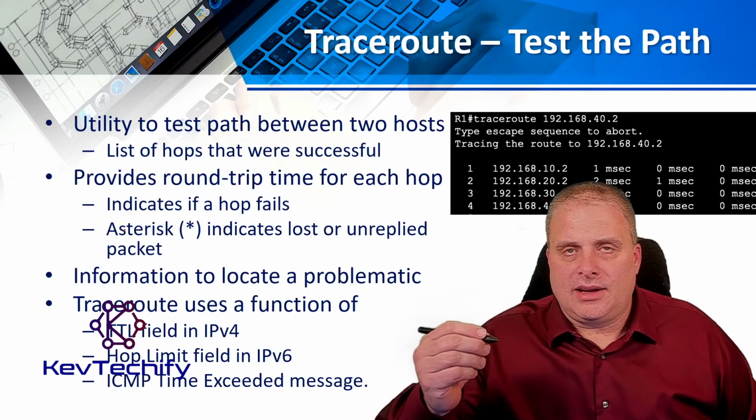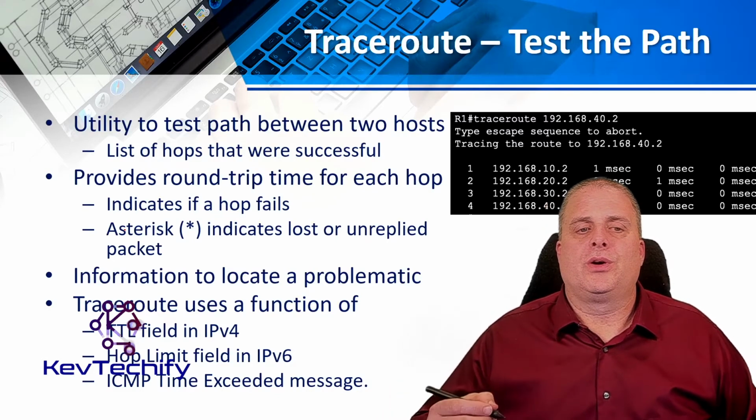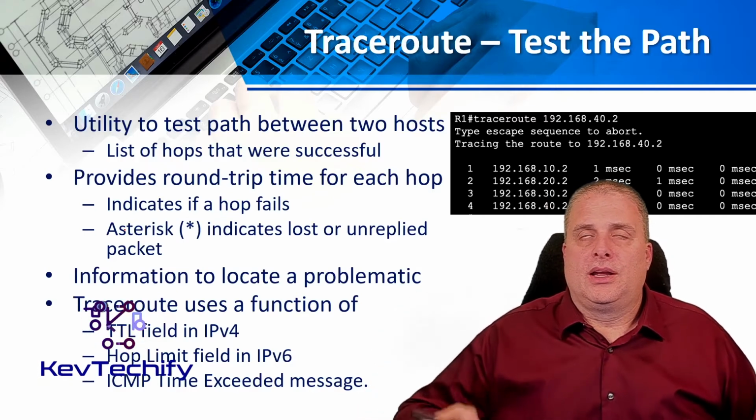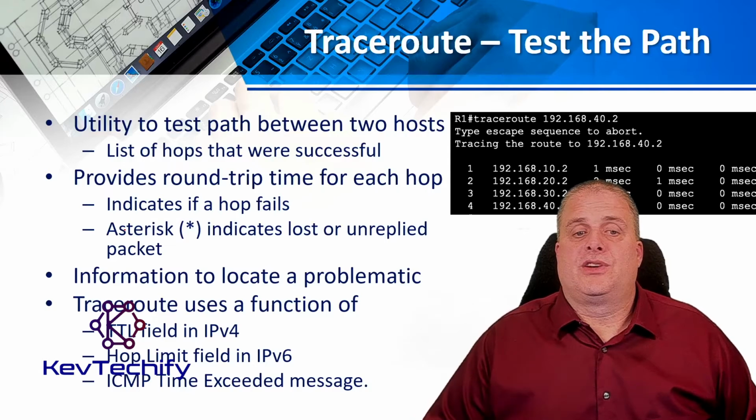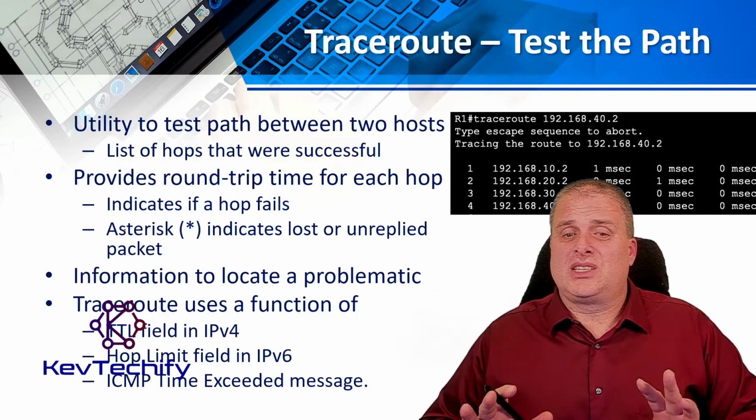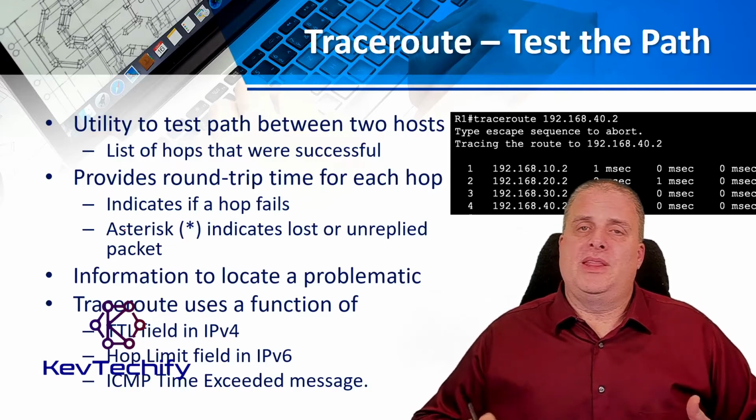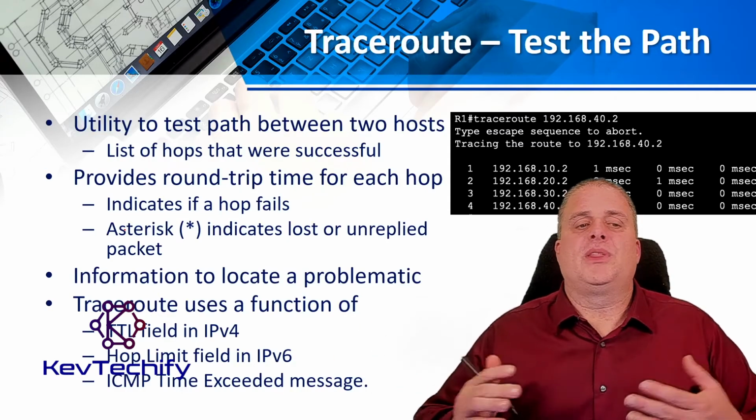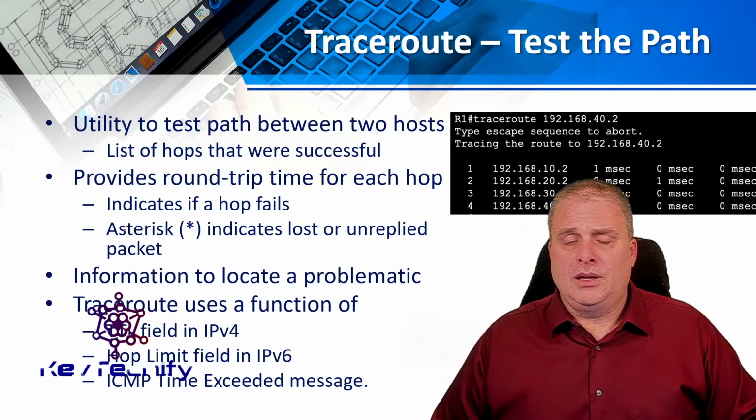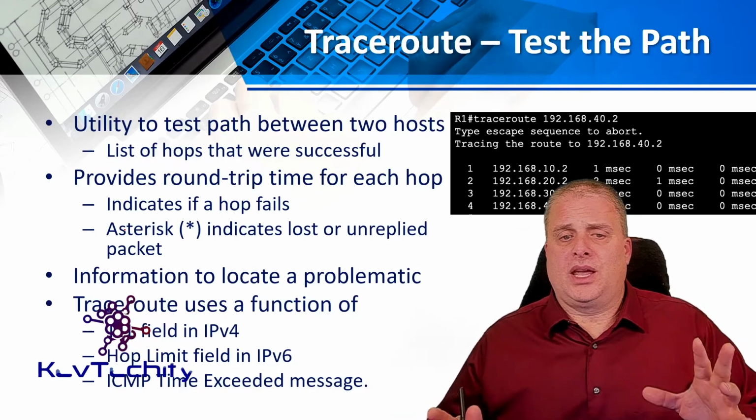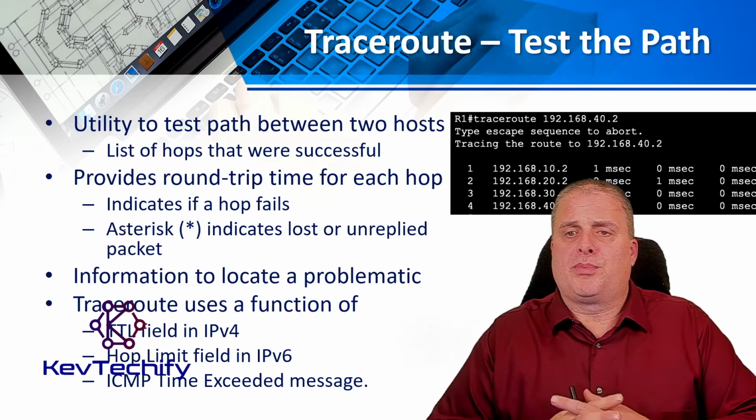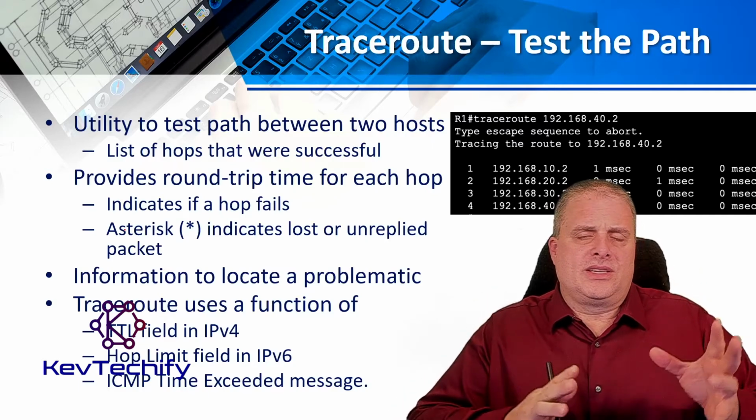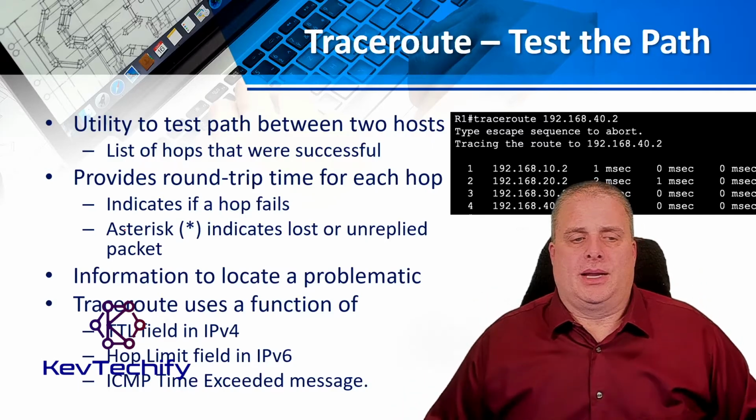If a hop fails, you're going to get a message saying something's not working. Typically, it's an asterisk. That asterisk means something got lost or was unreplied, maybe that far network administrator is blocking all ICMP traffic. Something is happening. The information to locate it could be problematic because of where this information is being blocked a lot of times.